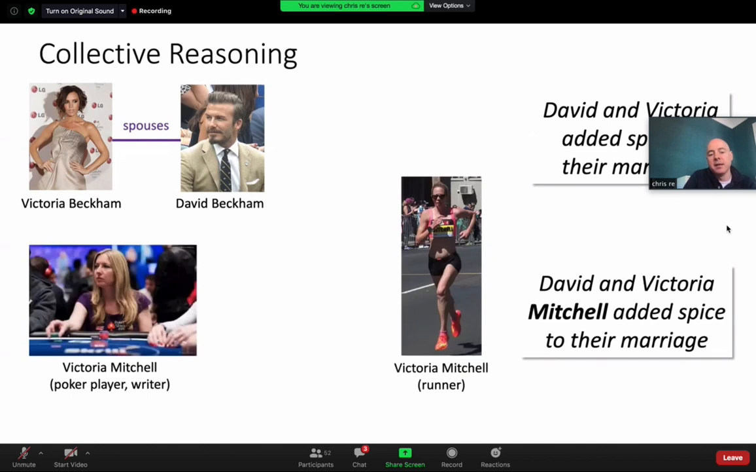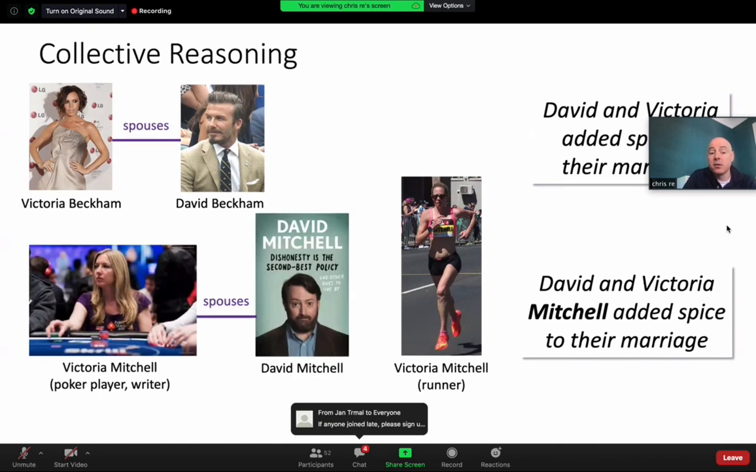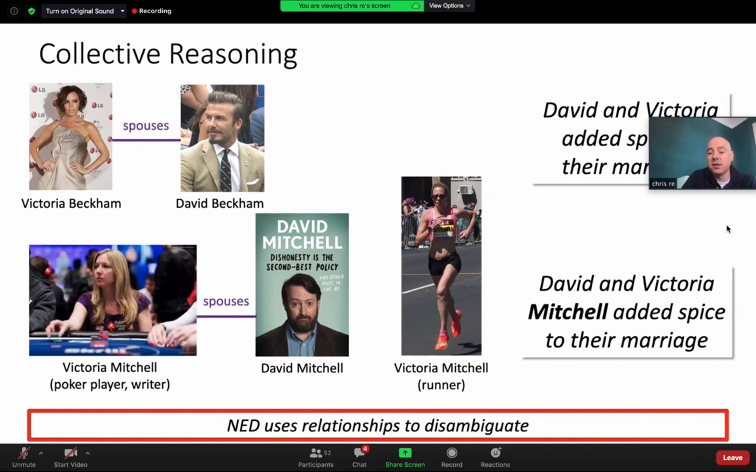And in fact, you'd have Victoria Mitchell, in this case, as a poker player and a writer, or Victoria Mitchell, the runner, or two people that are in Wikipedia with exactly that name. Now, it turns out here only one of them is married to a David Mitchell, the comedian. And so that would allow you to do this disambiguation. And so relationships themselves can have disambiguating associated phrases with them. We want to remember that.